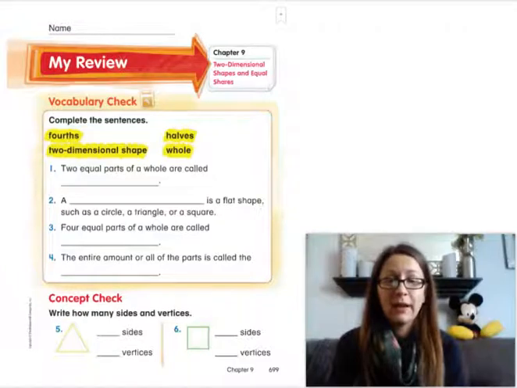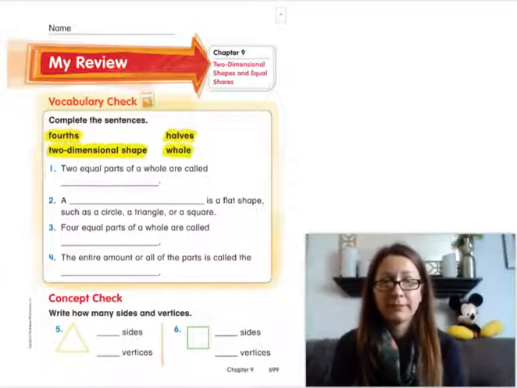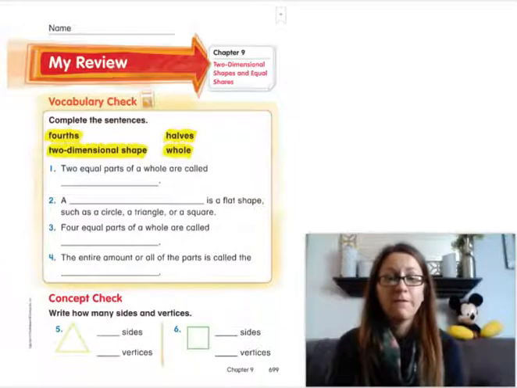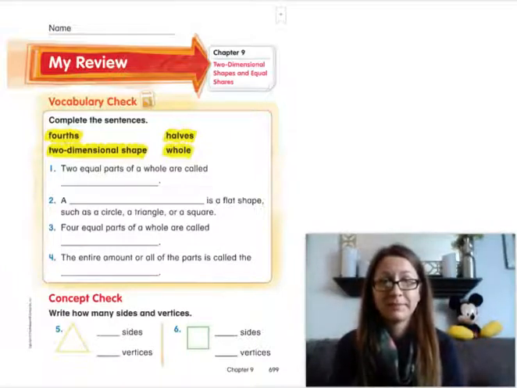Number 2, a blank is a flat shape such as a circle, a triangle, or a square. Number 3, 4 equal parts of a whole are called... And number 4, the entire amount or all of the parts is called the... So go ahead and press pause here if you need a couple more minutes to write before you advance the video on to the next section.